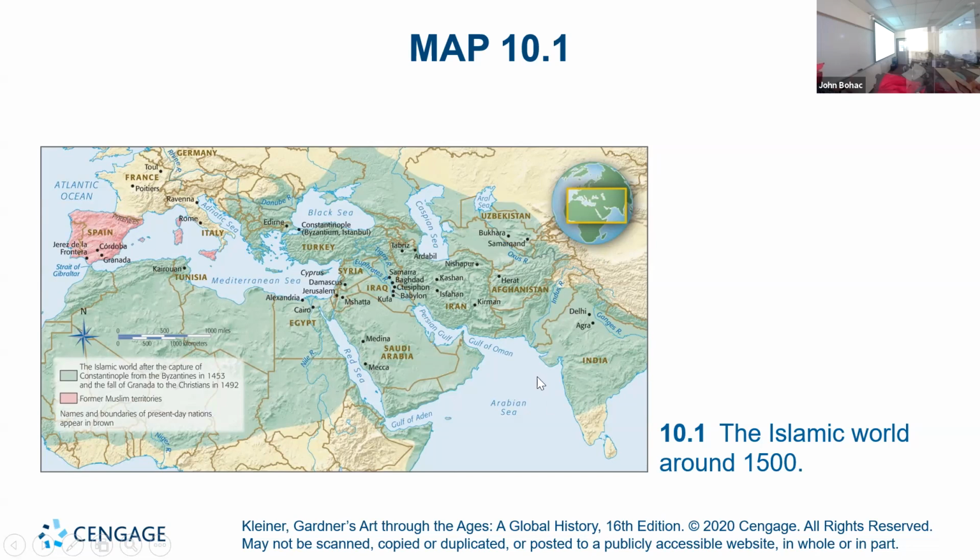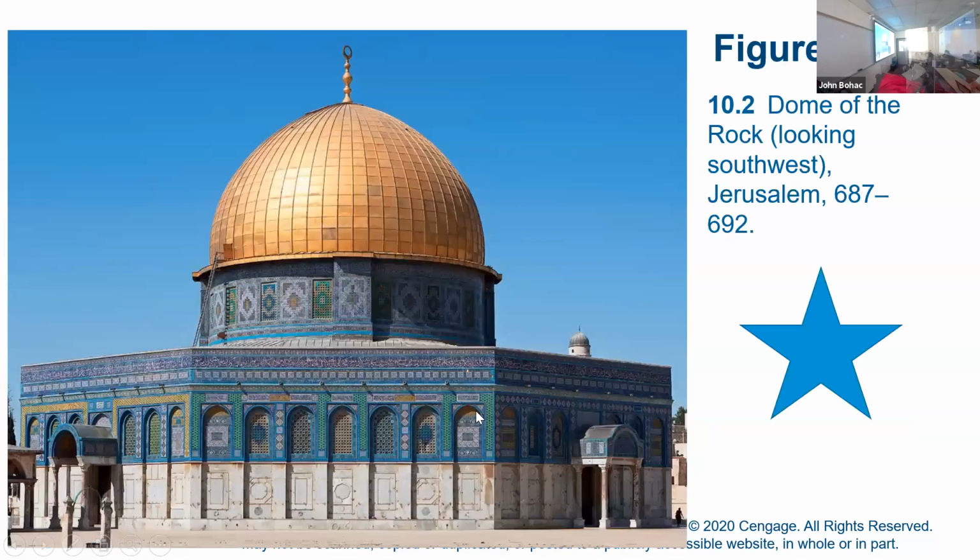But you see, Islam, major religion. And this is 1500. So this is when we're talking about the Renaissance. Actually, the High Renaissance begins in 1500. By this time in 1500, Columbus has sailed to the Americas, and so on. And so anyway, this is the Islamic world, and it's a big part of the world.